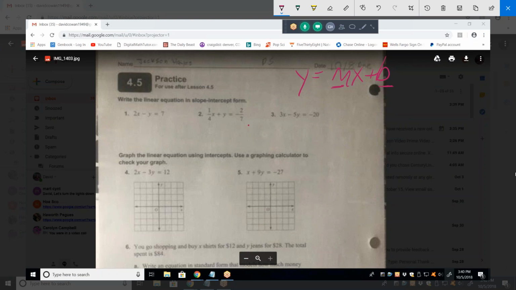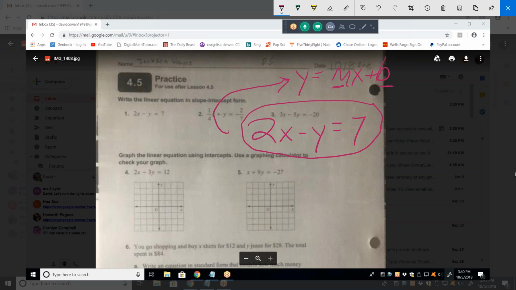So what we have is 2x minus y equals 7. I've got to turn that format into slope-intercept format. In other words, I've got to solve this equation for y. How do you solve that? I've got to get it to where y is on one side all by itself, and everything else is on the other.